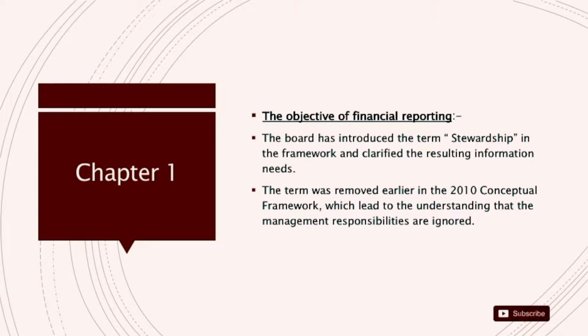This chapter describes the objective of general purpose financial reporting, the information that is needed to achieve the objective, and who uses the financial reports. The critical change is the introduction of stewardship. The board set out the information needed to assess management stewardship, and separated this from the information that users need to assess the prospects of the entity's net cash flows. Both are required for decision making and achievement of the overall objective of the financial statements.